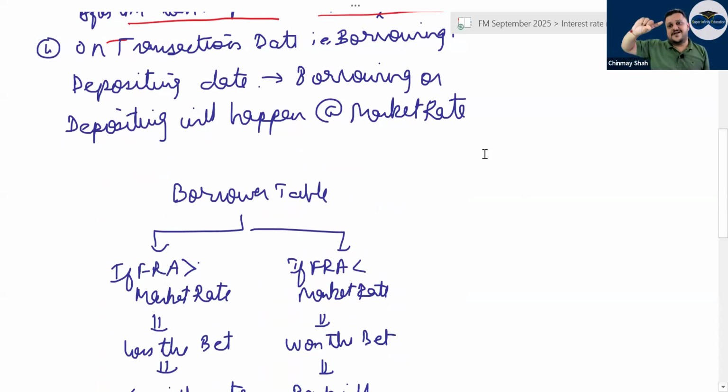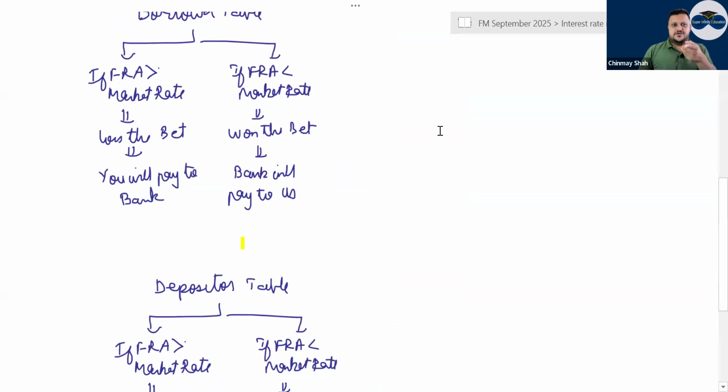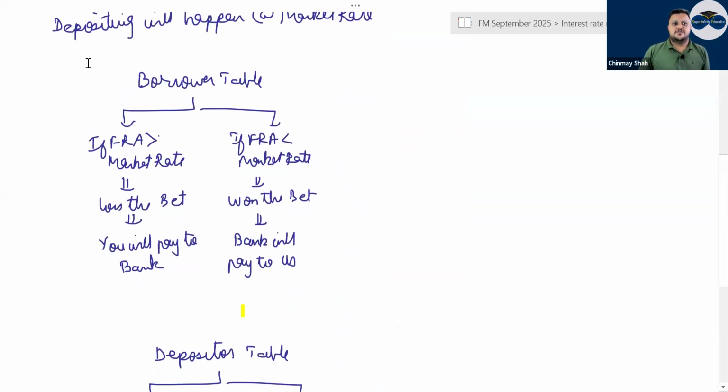And the difference between the market rate and the FRA rate will be either paid by you to the bank or paid by the bank to you. So, borrower table, have a look. You wanted to ask who pays whom? Have a look. This is the table. Who was asking? Ritika. This is the table for a borrower.